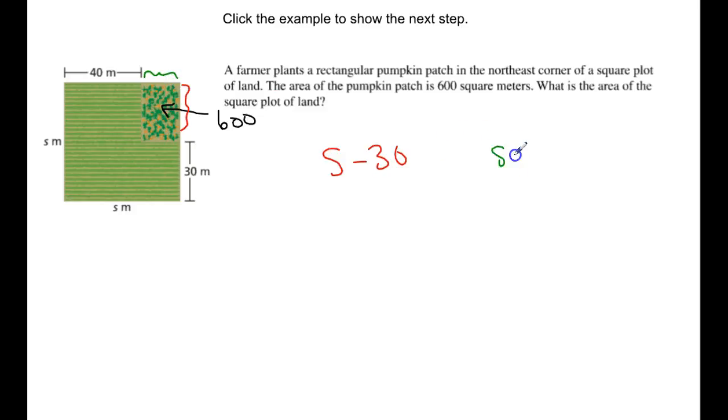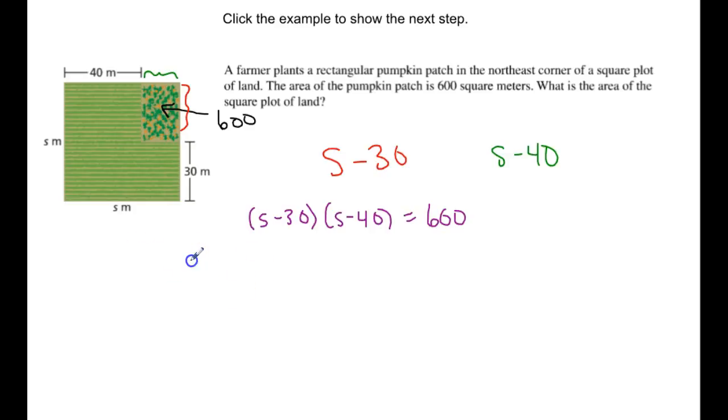This is going to be an s minus 40. Okay, so I see that this is going to be here. Well, now I was told what this area was, and I know that to find the area of a rectangle, I multiply the 2 sides together, and it equals whatever I was told. And here I was told it's 600 square meters.